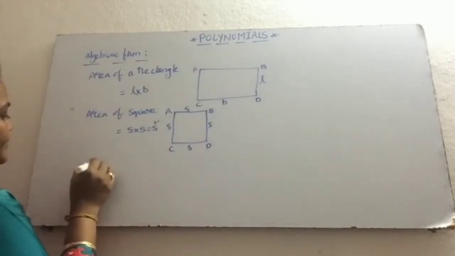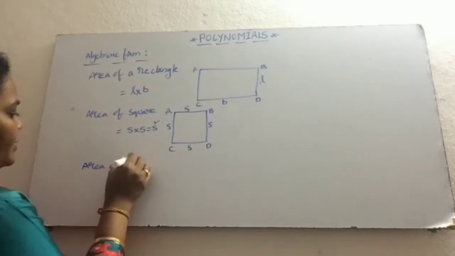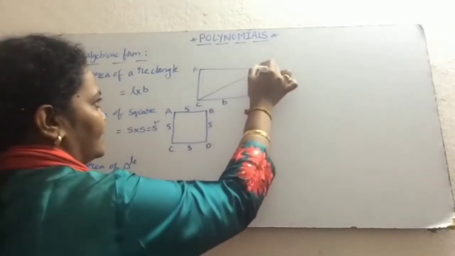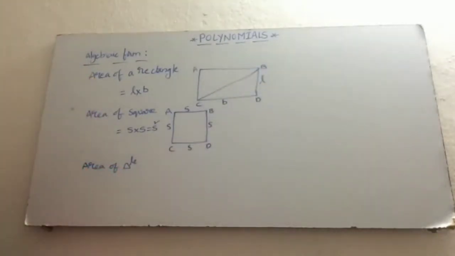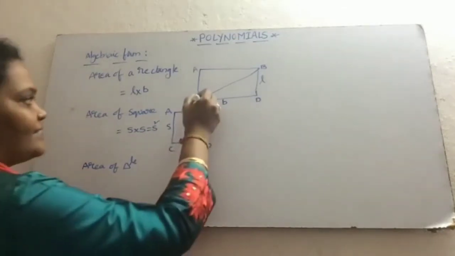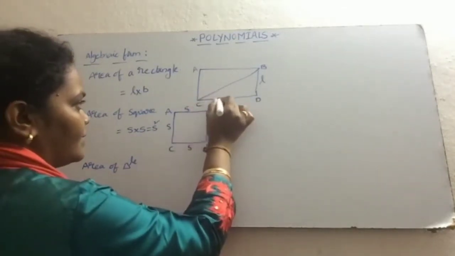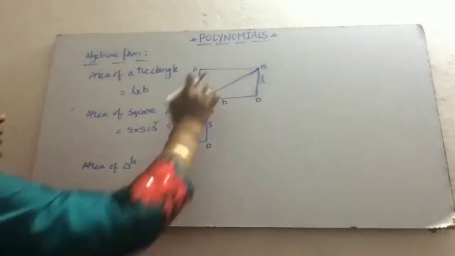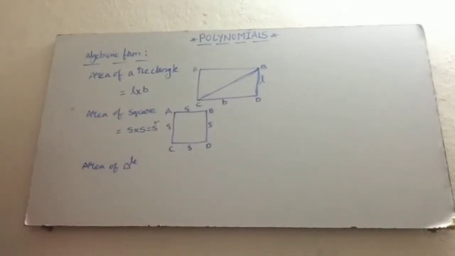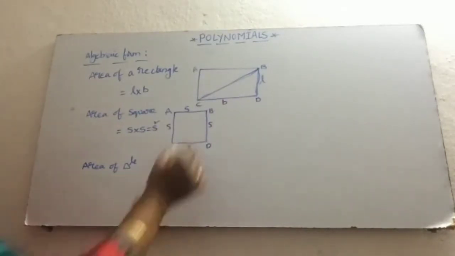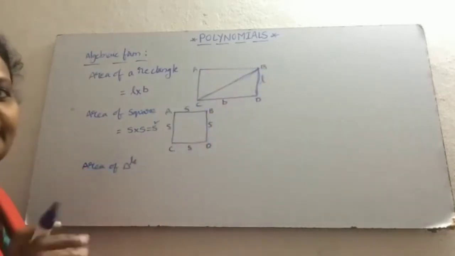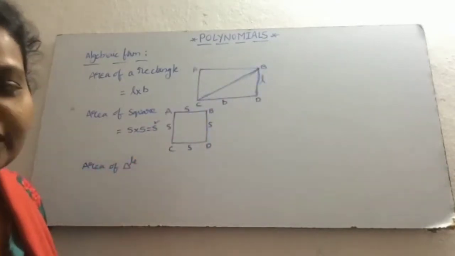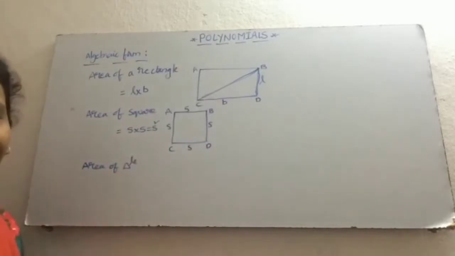And the area of a triangle. Observe this rectangle. I will join B and C. This is one triangle and this is another triangle. So the diagonal divides the rectangle into two equal parts. Those are two triangles.